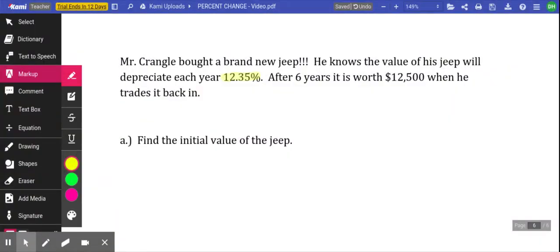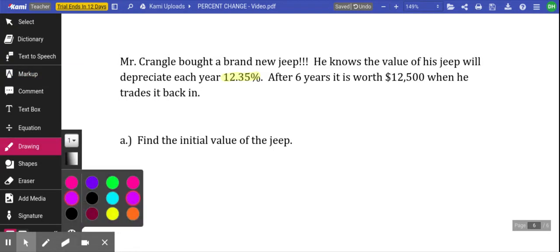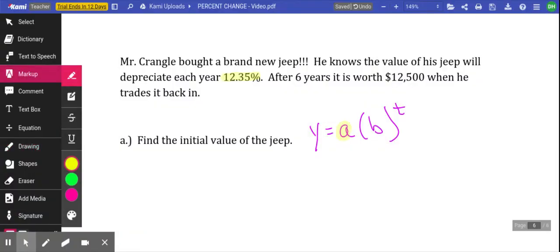All right. Can we figure out what the initial value of his Jeep must have been? All right, so let's think about what we know. I think we've got enough information to pull this off. Imagine starting with this framework in mind, right? And so the one thing that's unknown is the A. That's what we're looking for, the initial value. So hopefully we've got some numbers that we can plug into every other spot.